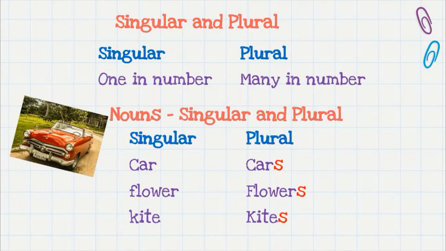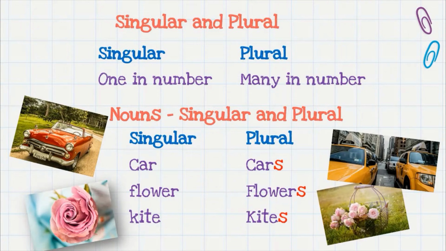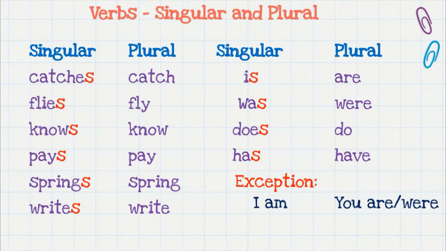The singular car changes to cars when it becomes plural. Flower changes to flowers. Kite changes to kites. We have seen how a singular noun is changed to plural by adding s at the end. But when it comes to verbs, this is reversed. It is the singular verb that has an s at the end.